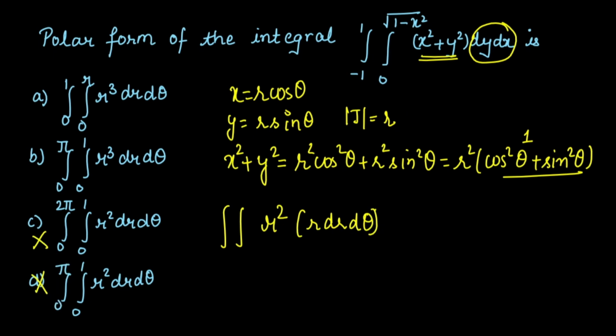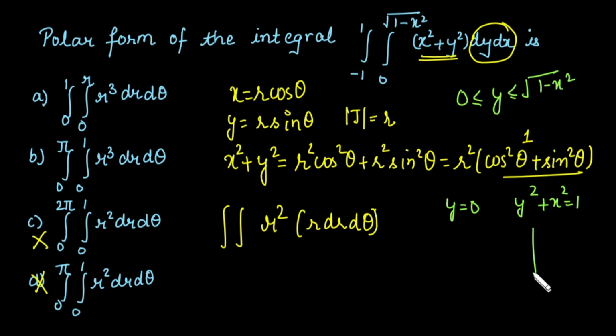Now the limit of y is from 0 to root of 1 minus x square. From the first one it says that y is equal to 0. From the second one we are getting y square plus x square is equal to 1. When you square this, you will get a circle equation with radius 1 and center at the origin. Now it says that y lies between 0 and this one, so y is greater than or equal to 0. When is y greater than or equal to 0? It is above the x-axis. So we just need to work in this direction only.